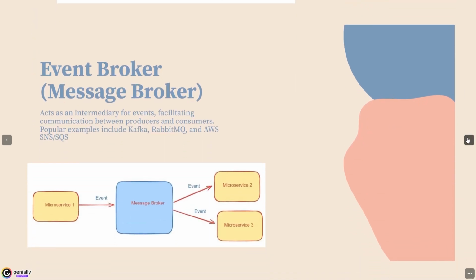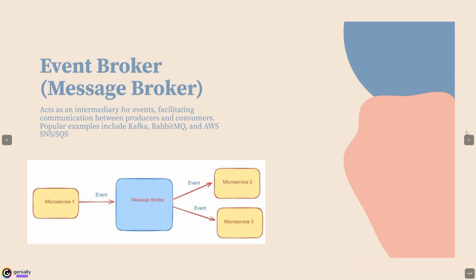Next one is the event broker. It acts as an intermediary for events, facilitating communication between producers and consumers. Popular examples include Kafka, RabbitMQ, and AWS SNS/SQS.